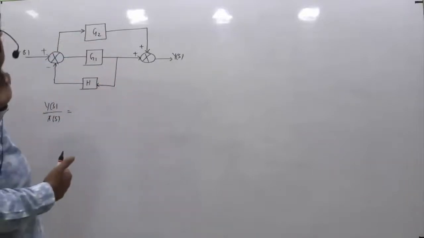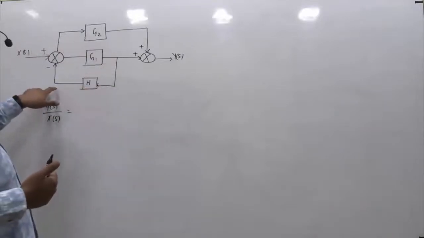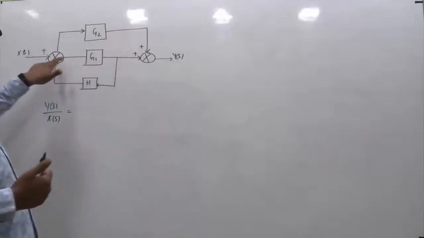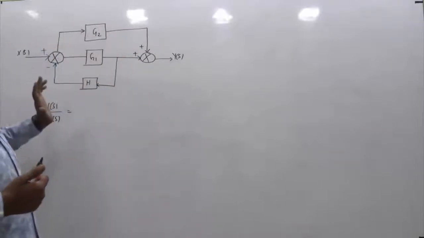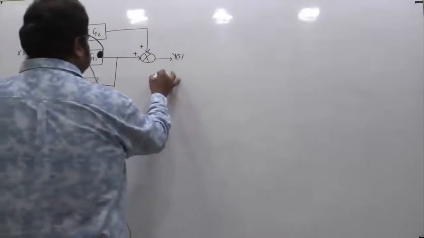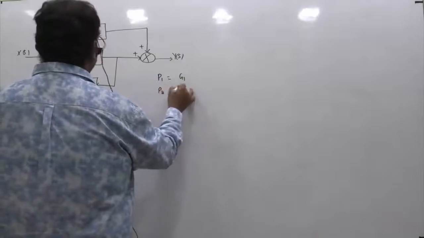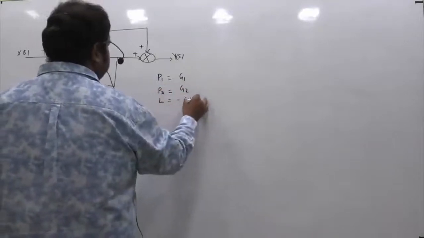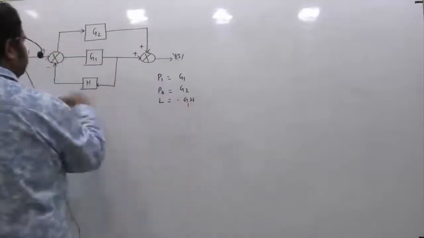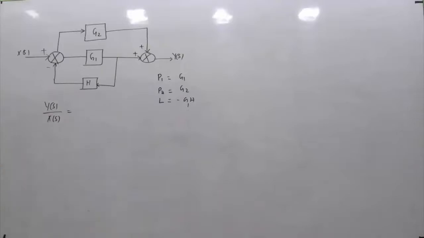And how many loops are there? There is only one loop, and the loop gain is minus G1 into H. This cannot be a loop because if you move like this, the arrow is in this direction. So there are two forward paths. The paths are P1, let's say it is G1, and P2, let's say it is G2. You have only one loop, and the loop gain is minus G1H. So there is no concept of non-touching, touching. We don't have to get involved in that business.